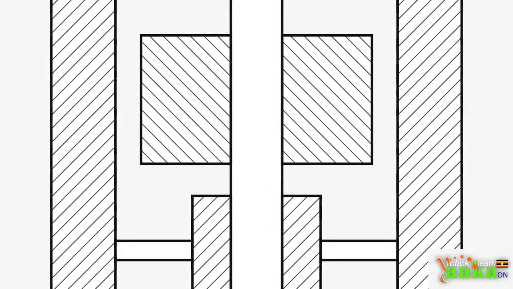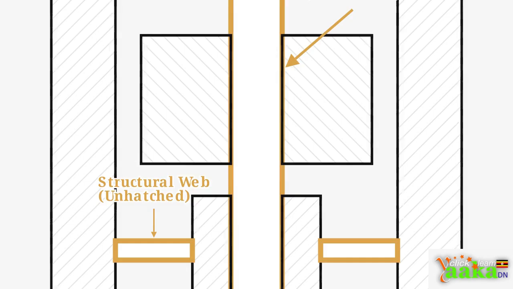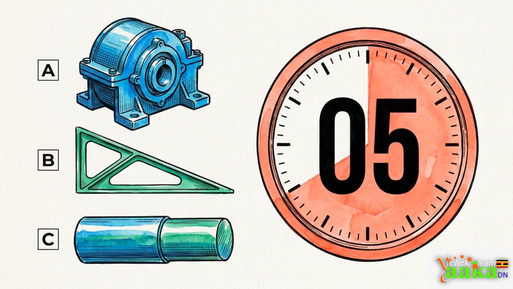We have a solid central steel shaft holding the gear in place, and a thin structural web supporting the housing. Both have technically been sliced by our cutting plane. Here is a challenge. Based on engineering logic, which of these specific parts should remain unhatched on your final drawing? You have 5 seconds. Correct.